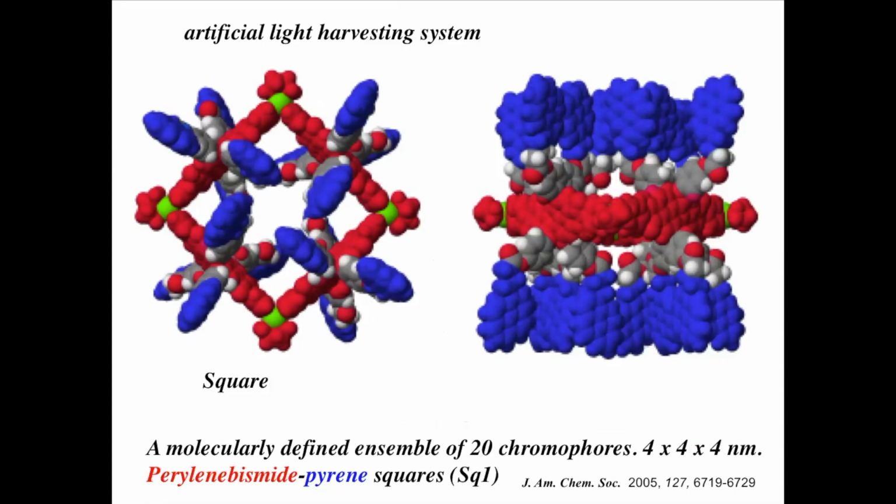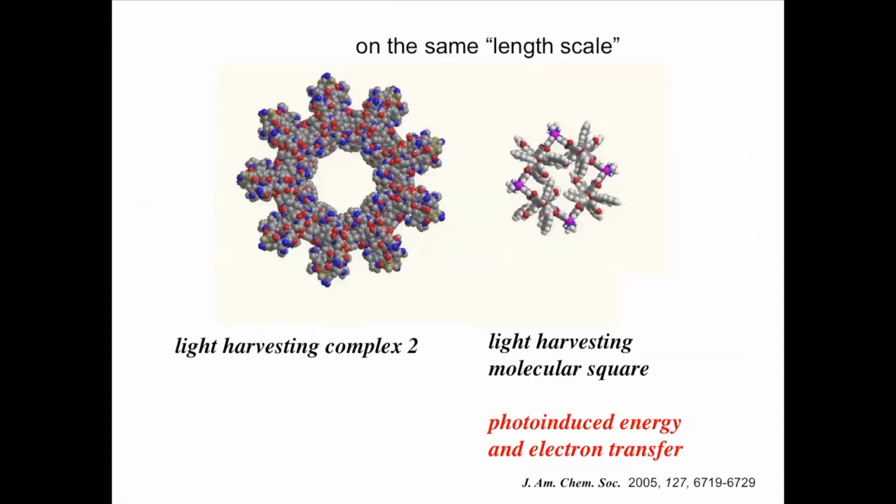Here we see a molecular modeling picture. So we see the perylene imides, we see the blue pyrenes, 8 hanging on the top and 8 hanging on the bottom. There are 20 chromophores together, 4x4x4 nanometer dimensions. And it also absorbs light and it does something with the light. Pyrene to the perylene, we have energy transfer and electron transfer. And here we see both structures, the light harvesting complex 2 and these molecular squares.